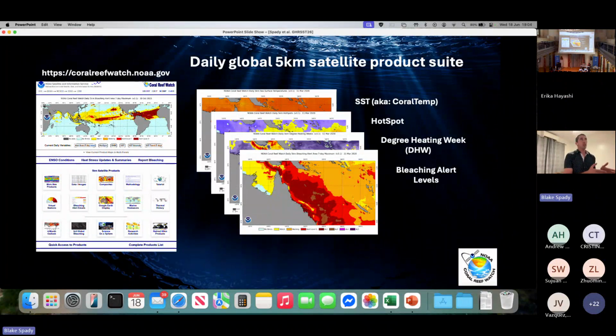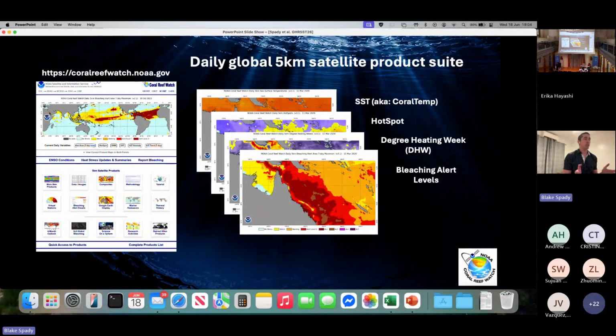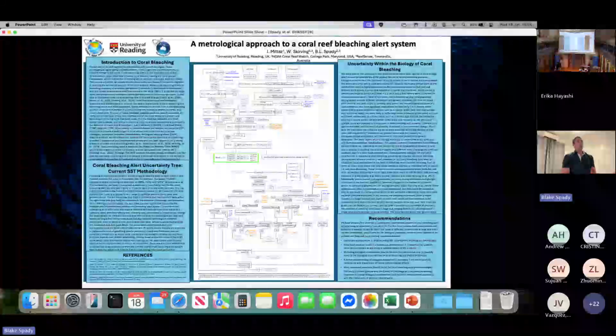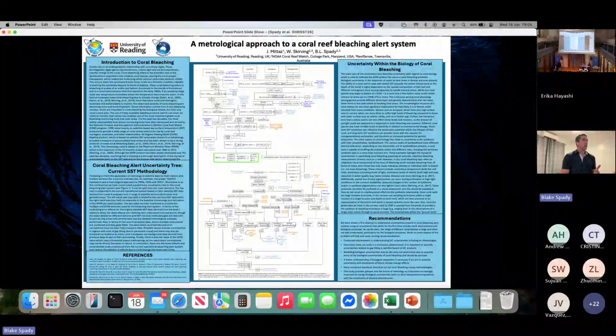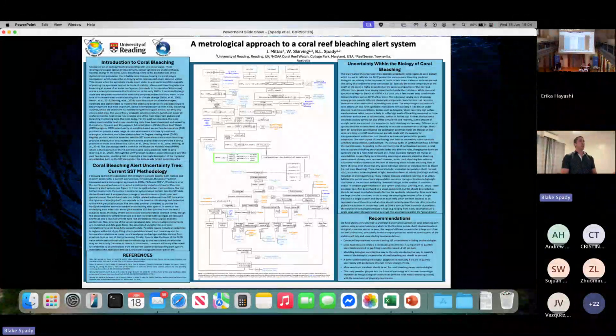And as I mentioned earlier, the biological process here is quite tricky, and it's filled with uncertainties. When we're looking at these alert levels, we're using these somewhat broad ranges to define specific responses, and they have various thresholds. So we have a full system of uncertainties here. And in 2022, myself, along with William Skirving and led by Jonathan Mittez, and I know both of you are there, so hello, we put together this poster, which we titled A Metrological Approach to a Coral Reef Bleaching Alert System.